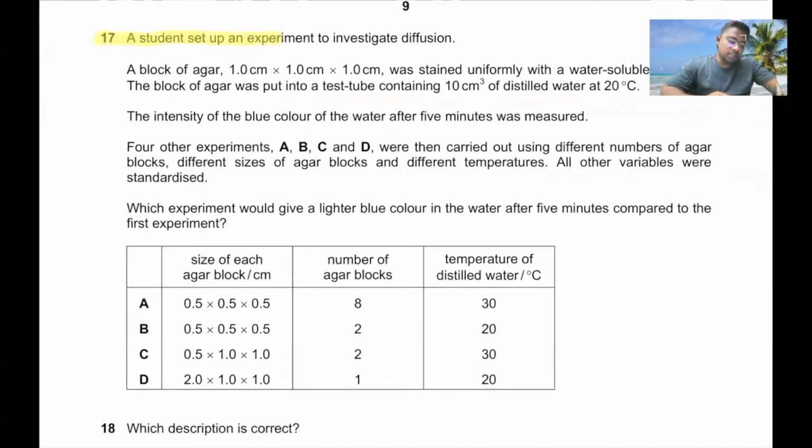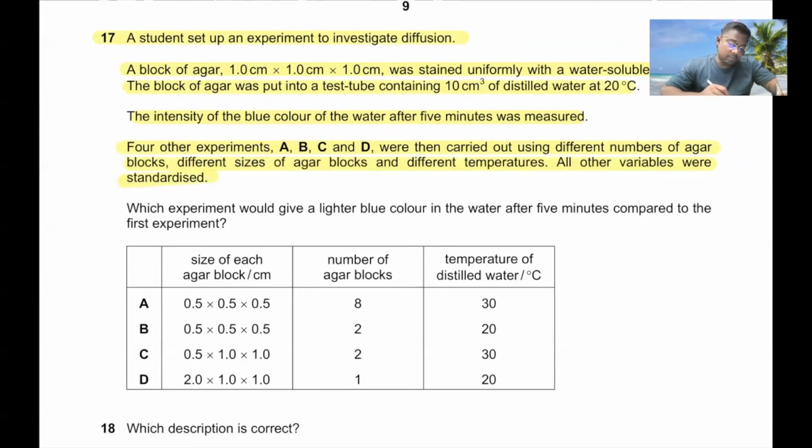17. A student set up an experiment to investigate diffusion. An agar block 1 cm by 1 cm by 1 cm was stained uniformly with a water-soluble blue dye. The block of agar was put into a test tube containing 10 cm cubed of distilled water at 20 degrees Celsius. The intensity of the blue color of the water after 5 minutes was measured. Four other experiments A, B, C, D were then carried out using different numbers of agar blocks, different sizes of agar blocks, and different temperatures.